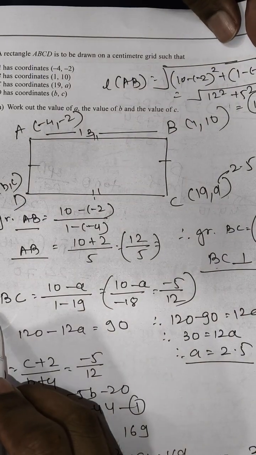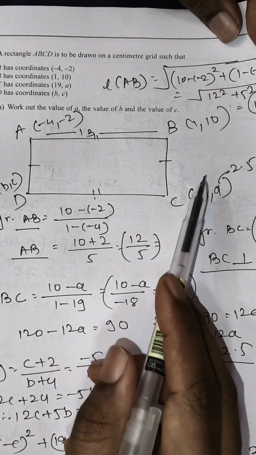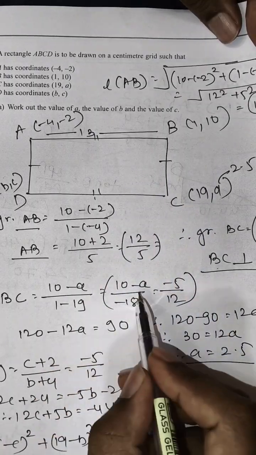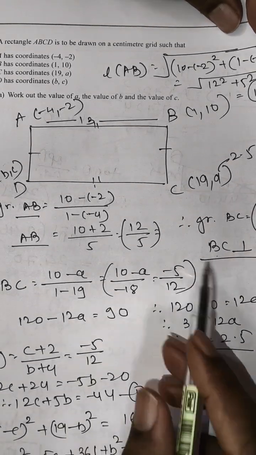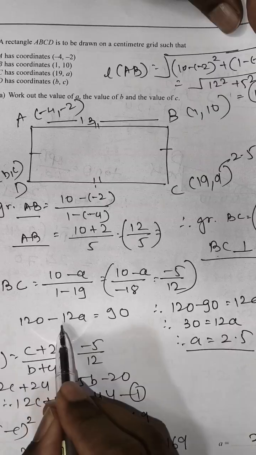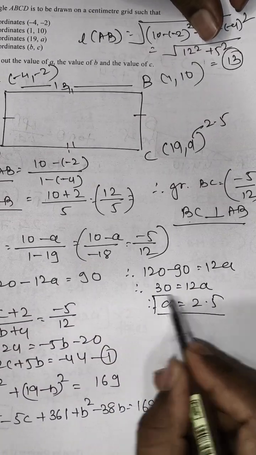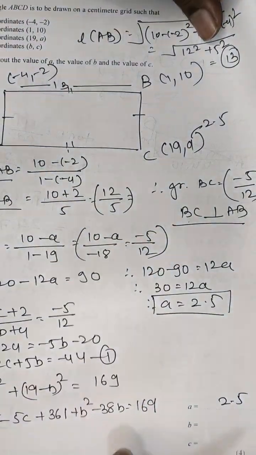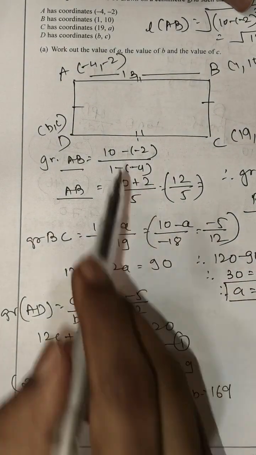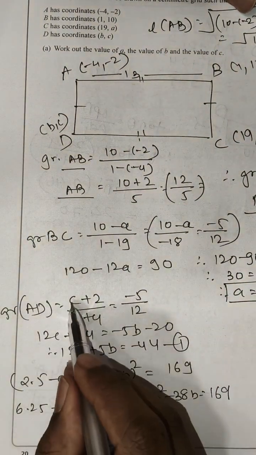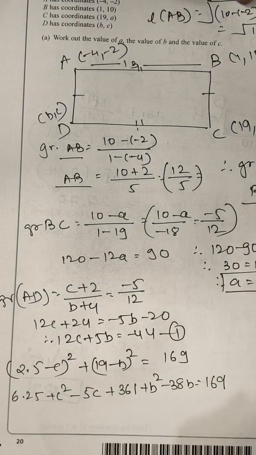Now the gradient of BC I found out, which was minus 5 by 12. So 10 minus A upon 1 minus 19 gave me this answer, and minus 5 by 12 gave me the equation. This way, by rearranging the equation, I get around 120 minus 12A is equal to 90. So 120 minus 90 is equal to 12A, and I got the A value as 2.5, correct? Now I am going to the next step. My AD also has a slope of minus 5 by 12 because it is parallel to this, fair enough. So I again solved for C plus 2 and B plus minus 4 and rearranged the equation. That is one way, correct?